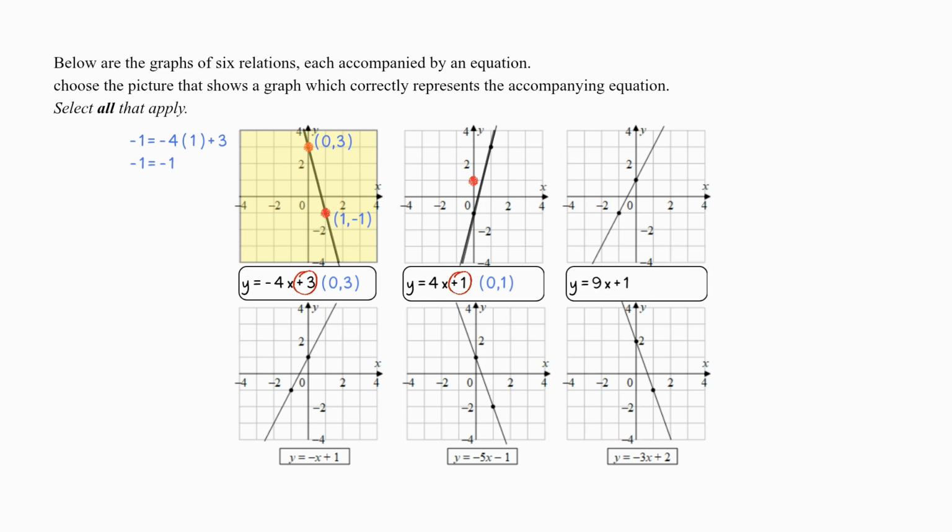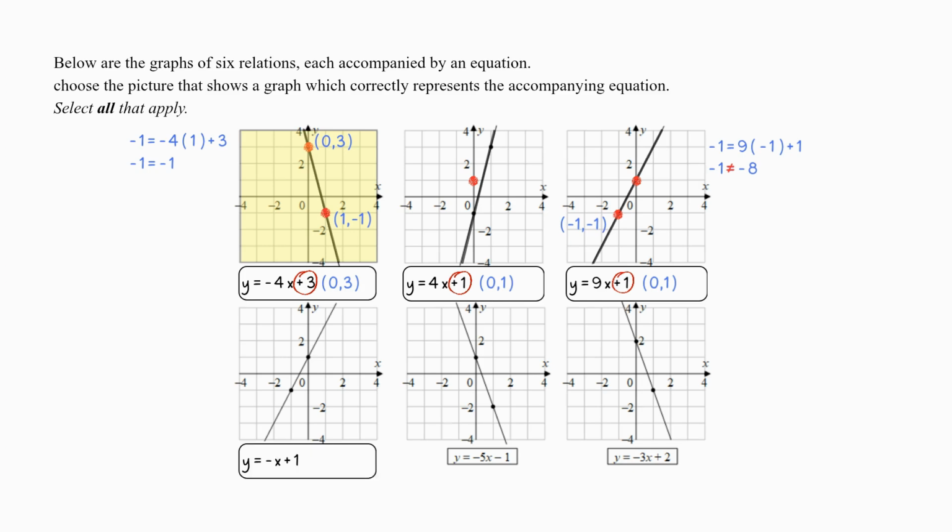Line 3. Y equals 9x plus 1. The y-intercept b value is at 0, 1. Looking at the graph, the line crosses exactly at 0, 1. Now let's check the slope. The coordinates for the second point on the graph are negative 1, negative 1. So negative 1 is equal to 9 times negative 1 plus 1. Negative 1 equals negative 8. Since both sides are not equal, this equation doesn't belong to this graph.